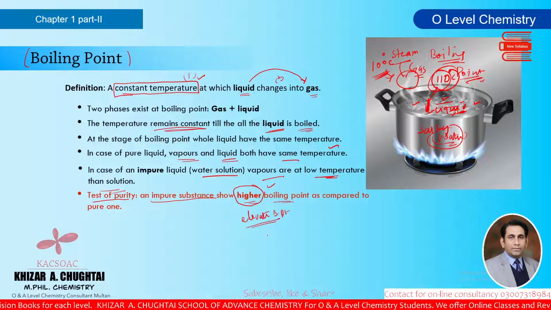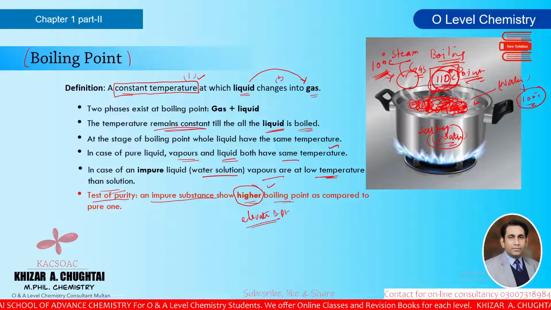As we have seen, impurity decreases the melting point, but impurity increases the boiling point. So let's suppose I'm boiling an impure solution. The boiling temperature may be more than that of the principal component. The principal component is water, and water's boiling point is 100 degrees Celsius. This mixture will boil at more than 100 degrees Celsius. So once again, impurity can be checked with the help of boiling point data. An impure substance shows a higher boiling point than its principal component's boiling point.